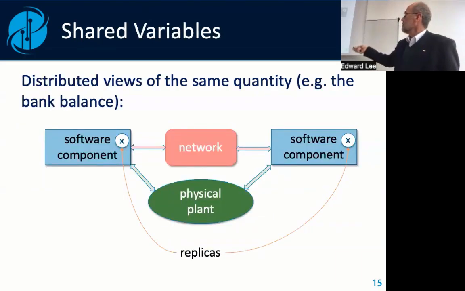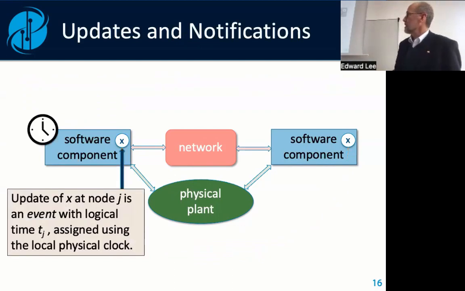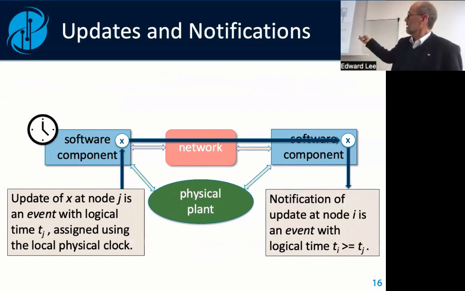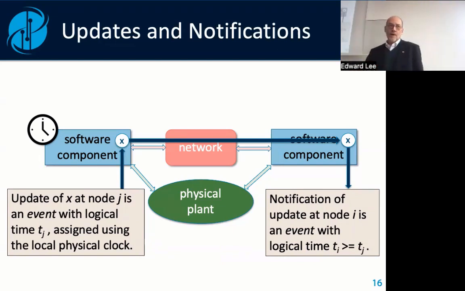So for physical plants, nothing really changes, right? But let's look at a situation where, perhaps based on sensor data, this software component updates a variable X at some node J and assigns it a timestamp using its local physical clock. And then it notifies another software component. And I'm going to show you that it can be very useful actually to modify the timestamp in this notification. In fact, I'll show you that that's a systematic way to relax consistency requirements. But you don't have to.